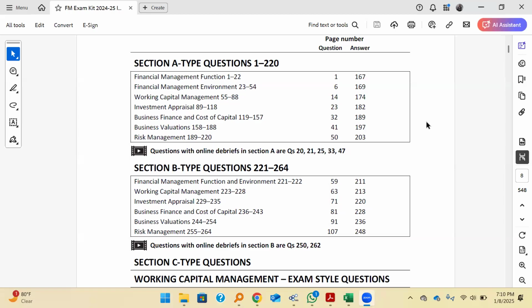So we are going to start today with section A questions, and hopefully if we have some time we'll go look at section B questions for the first chapters that we are covering as per the video shared. The reason is that those two chapters don't usually get set in section C. They are usually section A and B questions. The first one is going to be regarding the financial management function and the financial management environment.